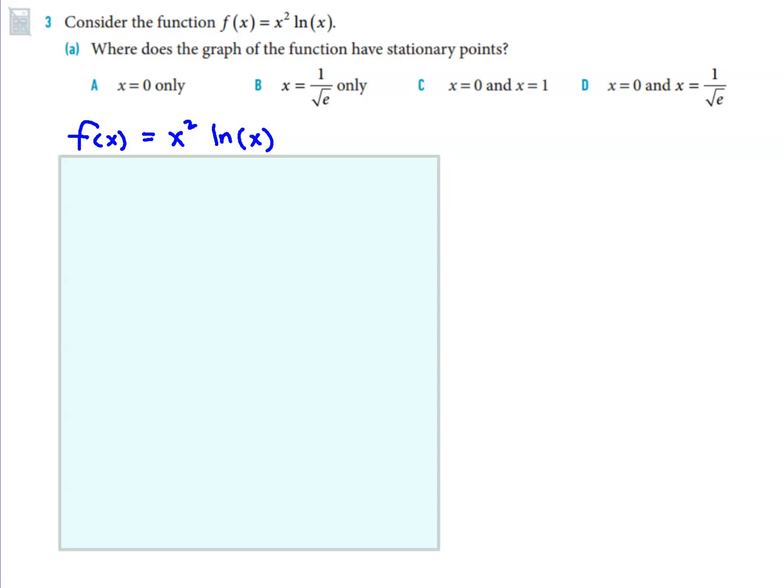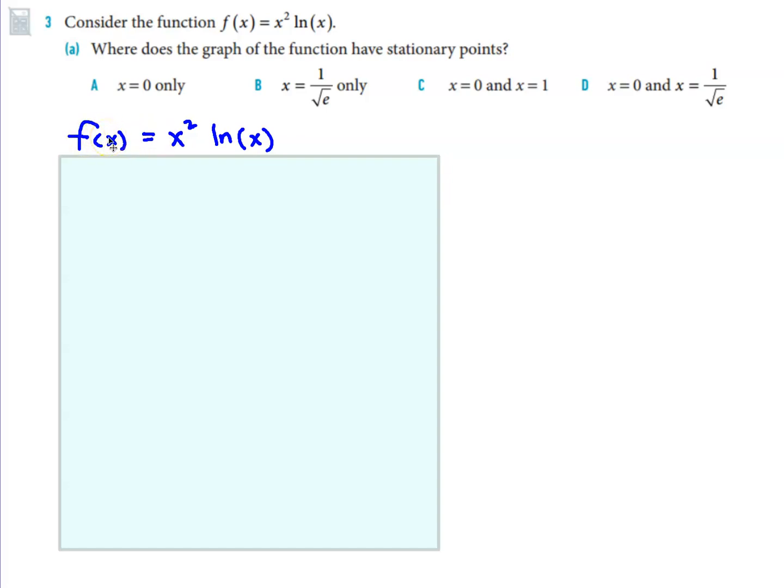Hello students. We're now going to have a go at exercise 3.7 question 3. This is a multiple choice question, and we do have these on the external exam, so they're worth practicing. Consider the function f of x equals x squared natural log of x. Question A is, where does the graph of the function have stationary points? So there's the function written down just there.